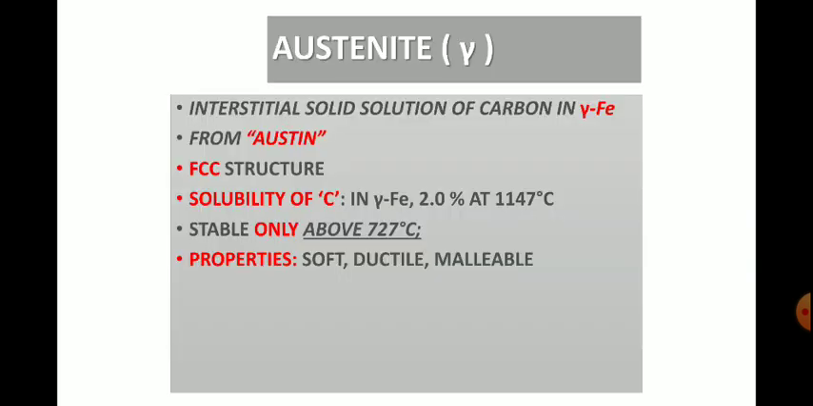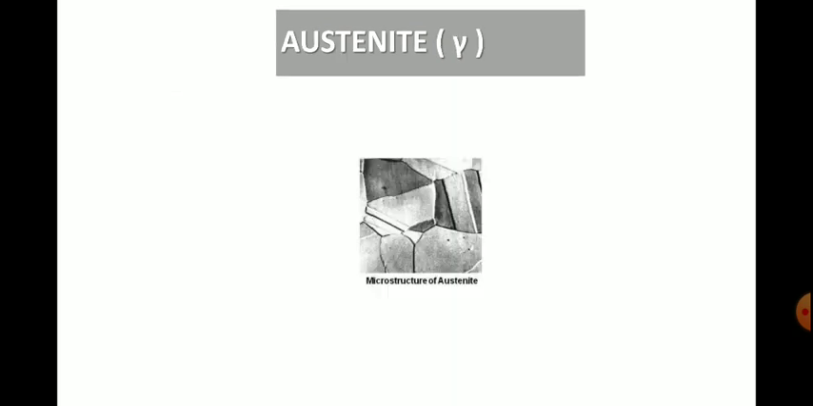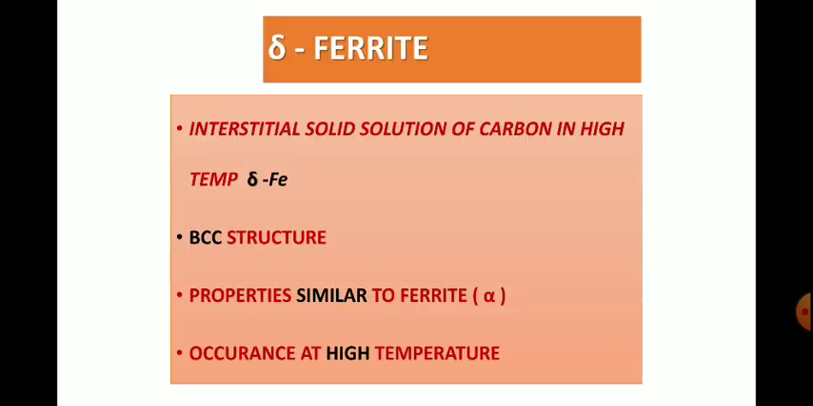Next part is austenite, which was named after Sir Austin, who discovered gamma iron as austenite, which appears at 1147 degrees Celsius. That is where 2% carbon solubility is reached, at 1147 degrees Celsius, and it is stable only above 727 degrees Celsius. Similarly, it is also a soft, ductile, and malleable phase. This is the microstructure of austenite, that is the grain boundaries and pure austenite phase.